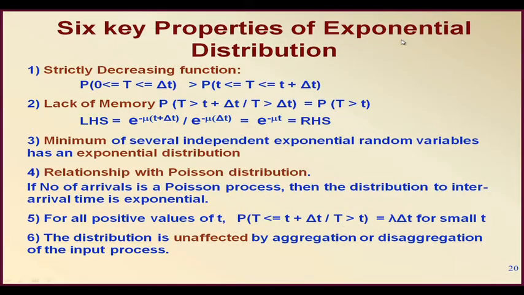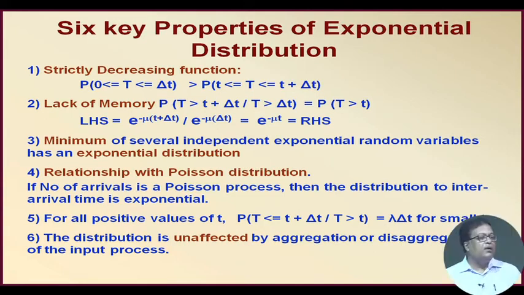So, you can do such kind of very simple calculations of Poisson distribution and exponential service process very easily. Now, look here, this is a little complicated, but very important slide, that is there are 6 key properties of exponential distribution. What are they? It is a strictly decreasing function. Second one, there is a lack of memory, or what is known as the memoryless property, that is why it is called a Markovian process.